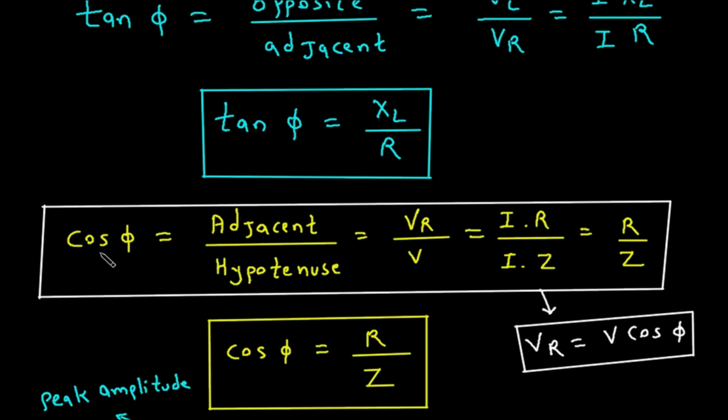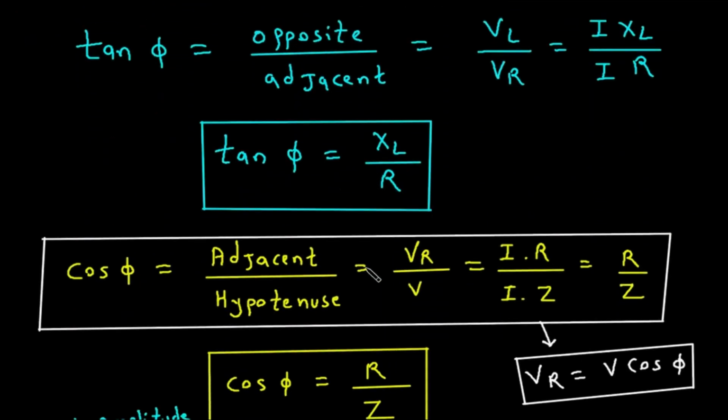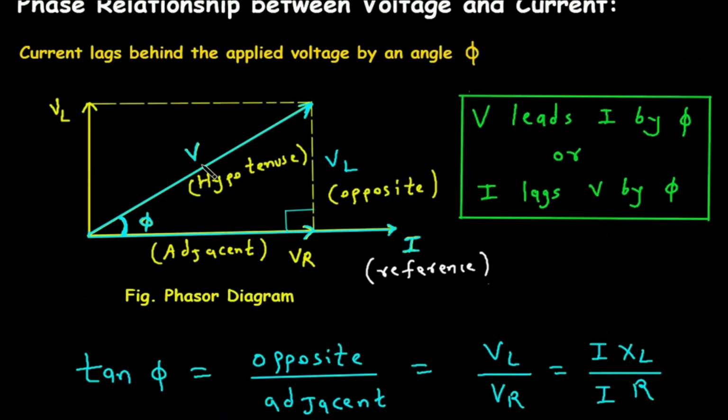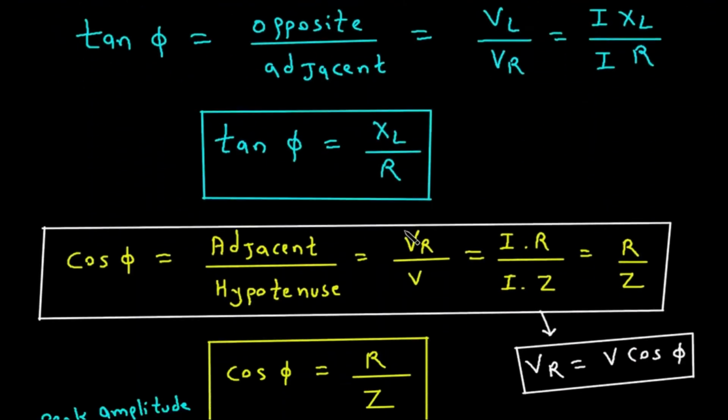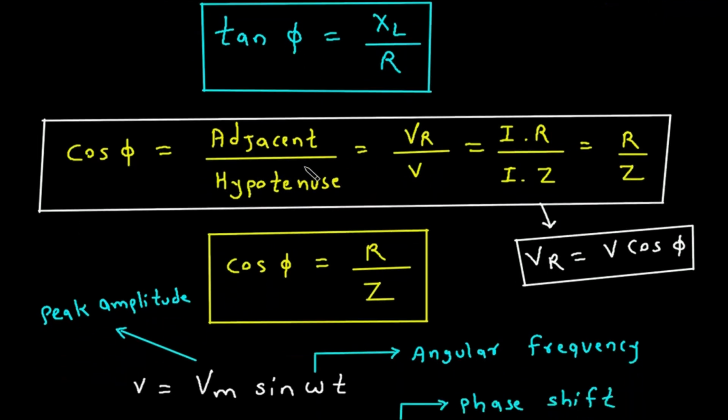Now cos phi is equal to adjacent side upon hypotenuse. So the adjacent side is VR, and the hypotenuse is the applied voltage V. Now VR is equal to I into R and applied voltage V is equal to I into Z. This I and this I will get cancelled. So cos phi is equal to R by Z. Now from this also we can say that VR is equal to V into cos phi.